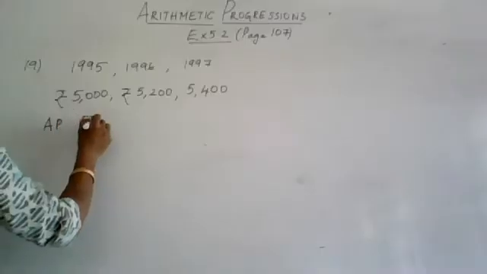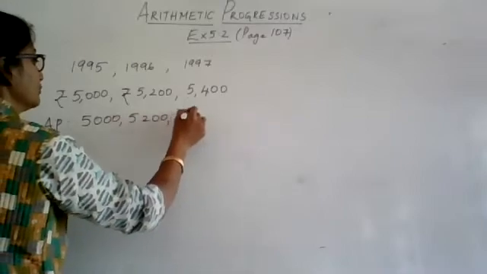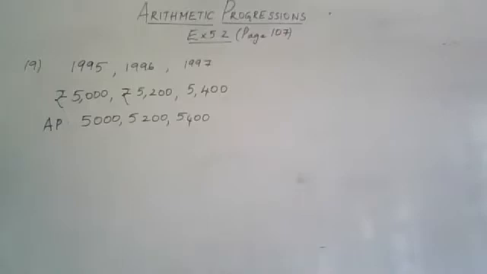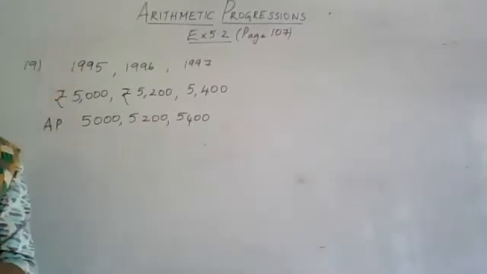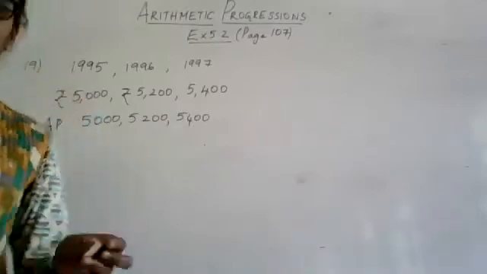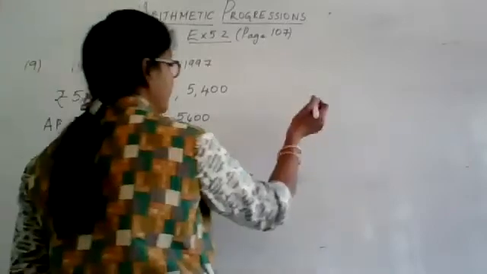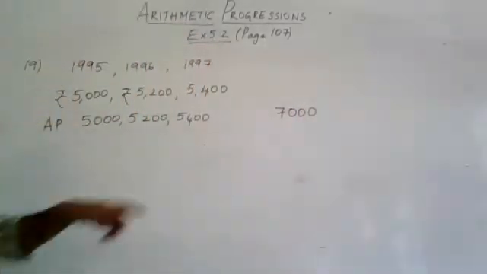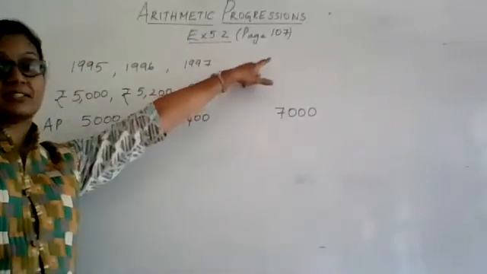So my AP is like this: 5,000, 5,200, 5,400, and so on. So this is how it is going to proceed. The salary is in the form of an AP. Now the question is, in which year will this salary become 7,000? So somewhere after some years, this term is going to become 7,000. Corresponding to that 7,000, we should find out which is the year.